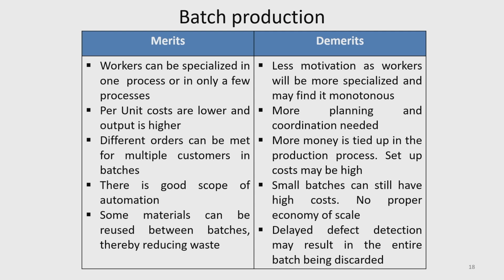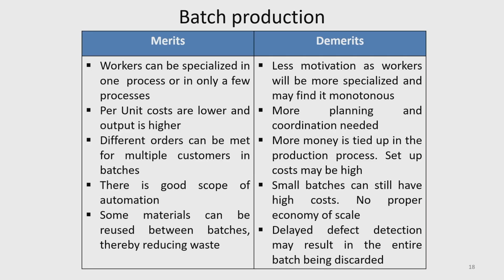Suppose you have to make 5 houses of 2 BHK, then economy will not be that good. Delayed defect detection may result in the entire batch being discarded, because you made the 50 houses. Now maybe all the customers, when they come, start complaining that the kitchen is of very small size, or there is no ventilation, many things can happen, or bathrooms were not proper. So this will happen, but you will know only after you have made the batches. So those type of things can be there.